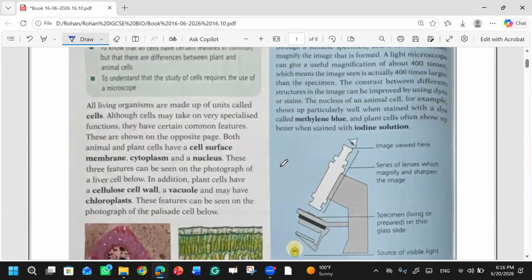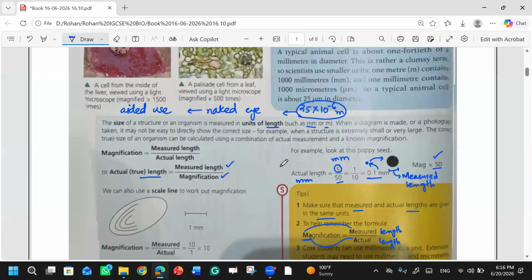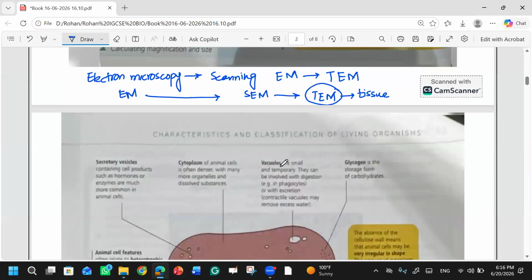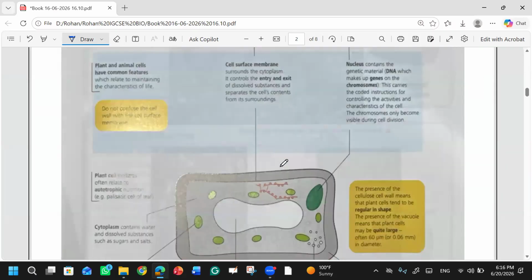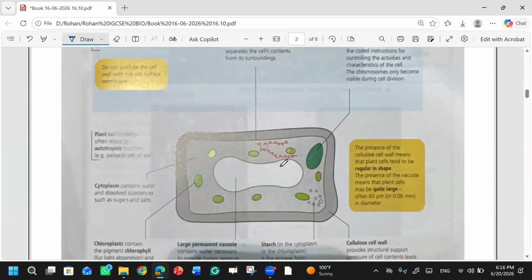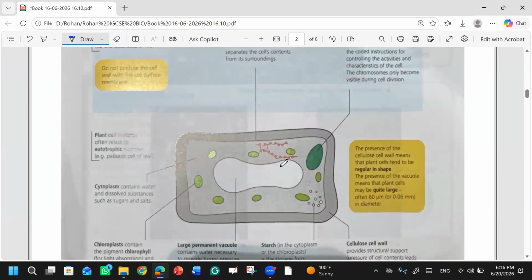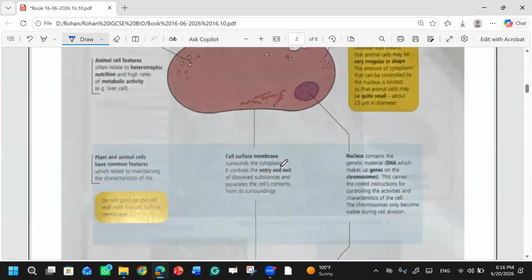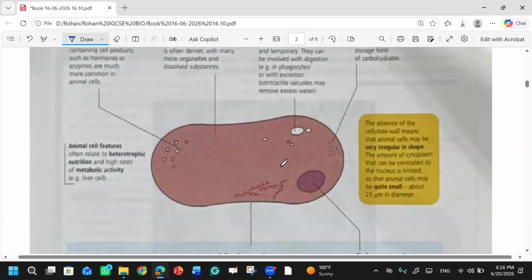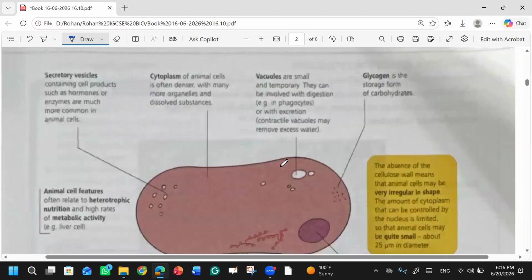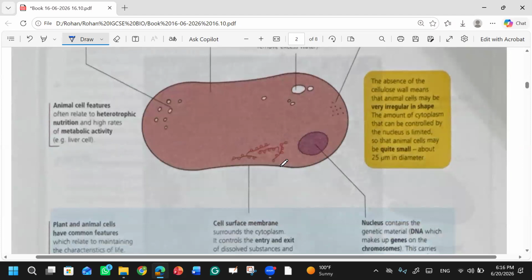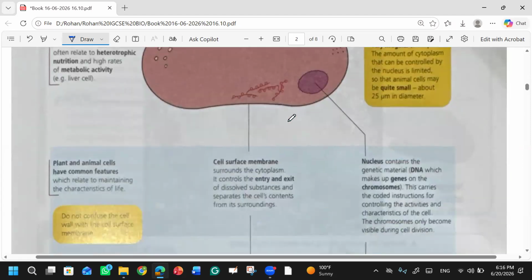Okay, now we are going to discuss some of the important things which are present in the animal and the plant cell. Now we will compare which thing is present in the animal cell and which is not present in the animal cell, whether it is present in the plant cell. First, we have discussed what are the common features in the plant and animal cell.